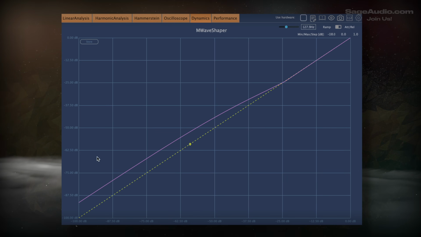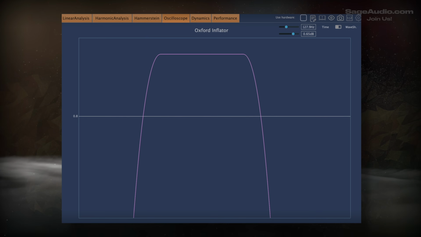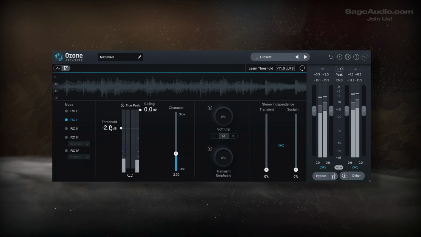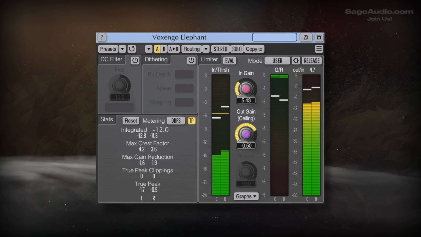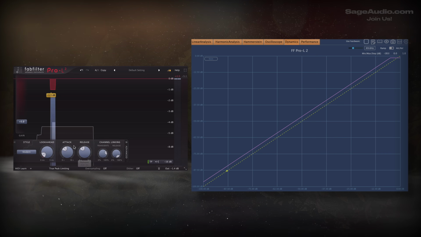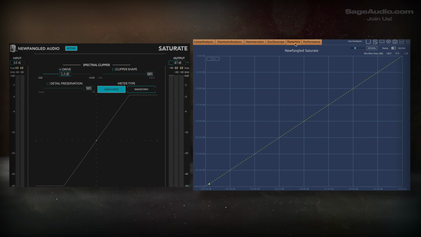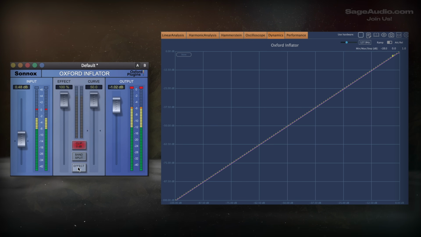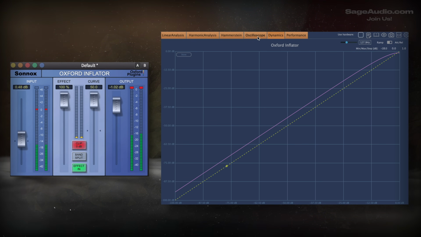There's a difference between maximization, limiting, and clipping. However, the definitions get blurred due to how modern limiters are designed and marketed. So, if you've been confused about the differences, or you just need some additional clarification with some visuals to help, I promise that by the end of the video, these three types of processing will make a lot more sense, and you'll know how they differ.